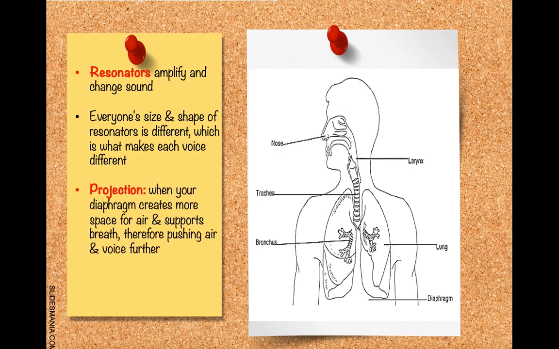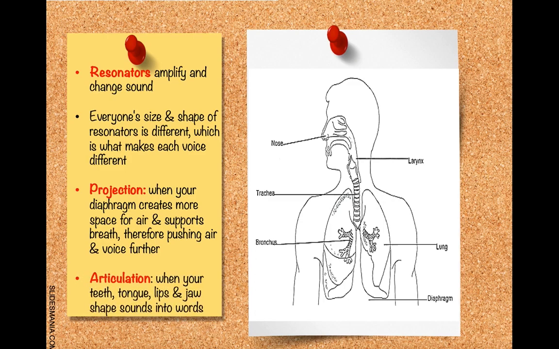So projection, as we said a little bit earlier, is the technique where you use your diaphragm, because your diaphragm supports your lungs. It supports all the airflow. When you really use your diaphragm, it causes more air to be held in your body, and the more air you have, the more breath you will have, and the more sound you'll be able to produce. Because as we said, breath and sound and voice are one and the same.